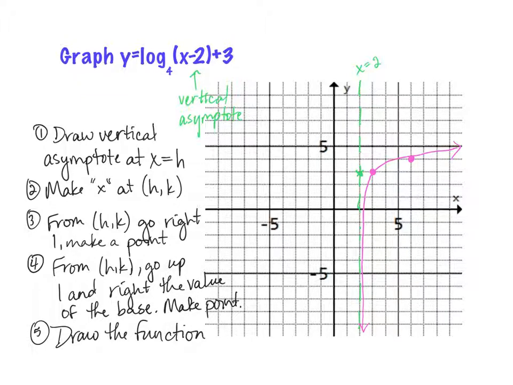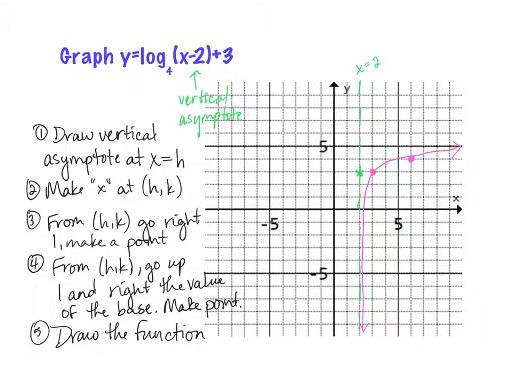Okay, so just to review those real quick, draw our vertical asymptote at x equals h. In this case, x equals 2. Remember, it's always the opposite of what you think it's going to be. Then make an x at hk. Go 1 right from hk and make a point. Go back to hk, go up 1, go right whatever the base is. In this case, the base is 4. So up 1, right 4, make a point, and then you're going to draw your graph. Function is going to go from bottom out to the right.